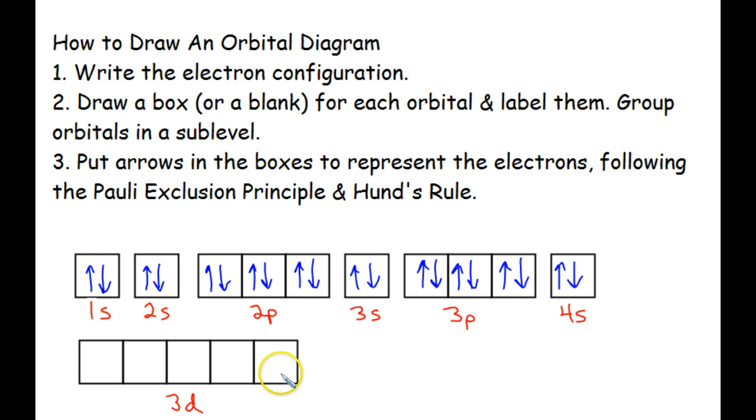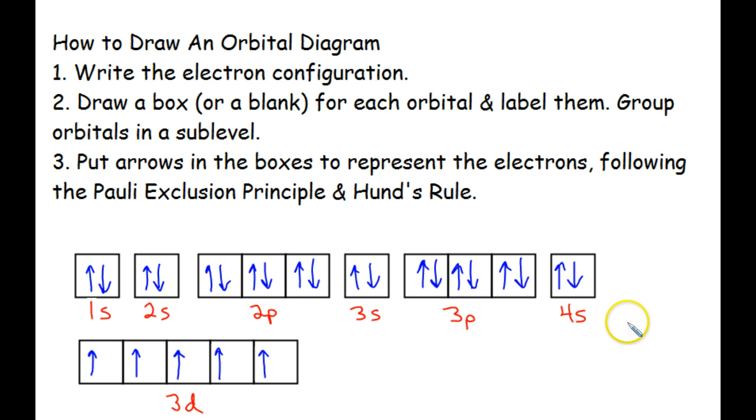Now when we get to 3d, this is where Hund's rule will apply. And Hund's rule says that we have to put 1 electron in each orbital in that sublevel before we double them up. So you're not going to put 2, 2, and 1. What you're going to do is put 1 in every box because we had 5. And that's following Hund's rule. So there's your orbital diagram.